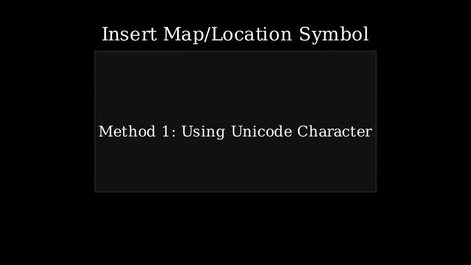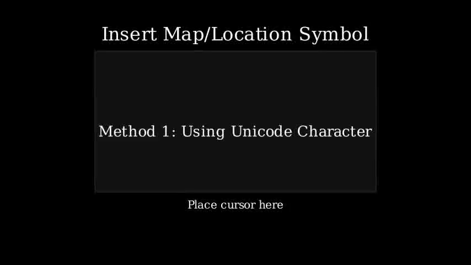In this video, we're going to learn how to insert the map or location symbol into Word and other software. Let's start with method 1, using the Unicode character. First, open the document in Microsoft Word or another text editor. Then place the cursor where you want to insert the symbol.